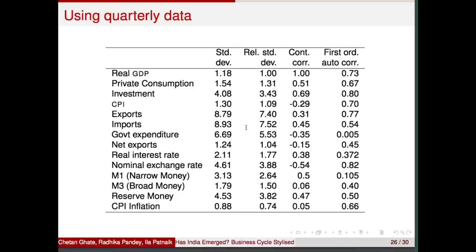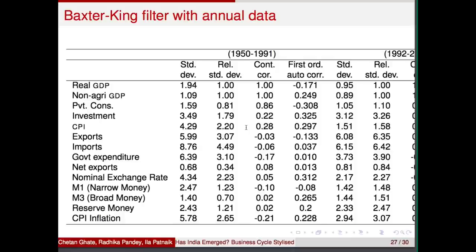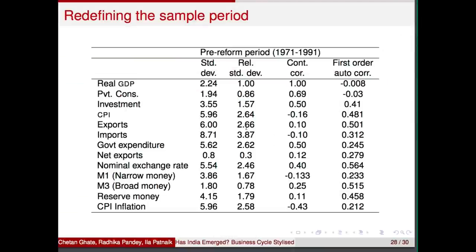Also, if we look at quarterly data, which is available from 1999 onwards, our findings are consistent with the findings for the annual data. We find, again, if we look at the relative standard deviation, the private consumption standard deviation is more than one. Investment is pro-cyclical with the correlation number being 0.69. Imports is significantly pro-cyclical with the number being 0.45. So in general, the results from the quarterly analysis are matching with the results from the annual analysis. Also, if we change the filter from Hodrick Prescott to Baxter King, we find that our findings are broadly similar with the Hodrick Prescott filter. If we redefine the sample period, we also find that our findings are broadly similar with the findings of our original sample period, which is from 1950 to 1991 for the pre-reform period.